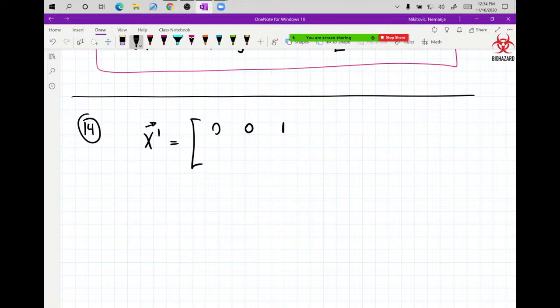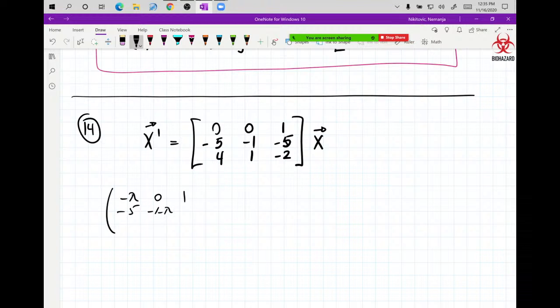The matrix is 0, 0, 1, -5, -1, -5. Please mentally get involved so that I'm not making silly mistakes and we have to backtrack. That's a 5. That's a 5. All right, so subtract lambdas on the diagonal. So that's negative lambda, 0, 1; -5, -1 minus lambda, -5; 4, 1, -2 minus lambda.